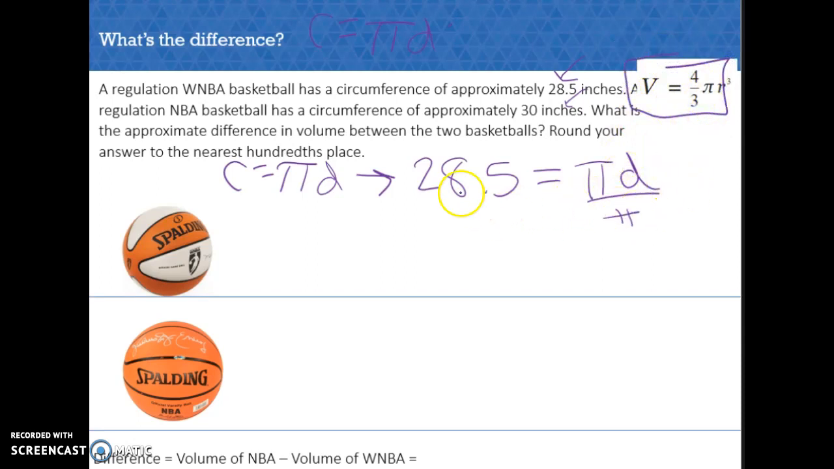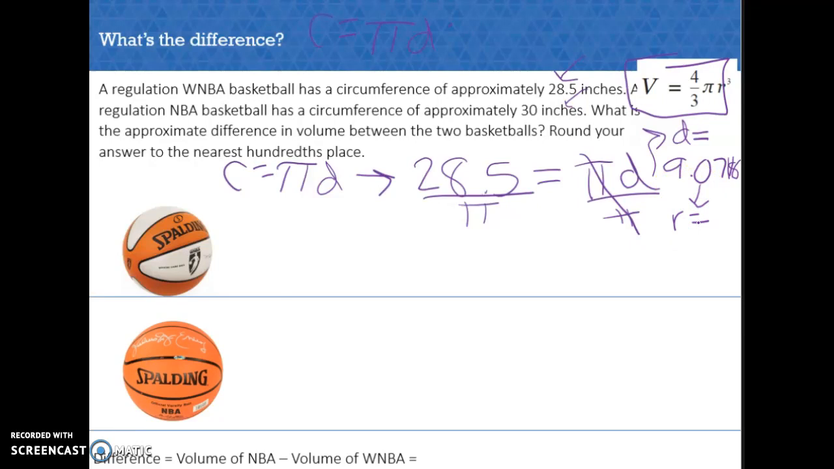So that's why we're working this way. Divide both sides by pi. Just grab your calculator and put in 28.5 divided by pi. And you should get about 9.07. We're going to leave it at about 4 decimal places for right now, since we are rounding kind of early on in the problem. So 9.0718 for the diameter. To get the radius, we're going to divide it by 2. So divide that number by 2.